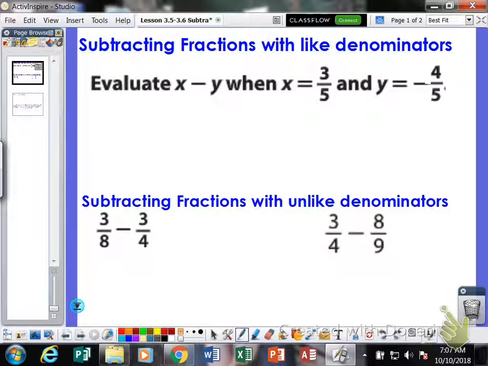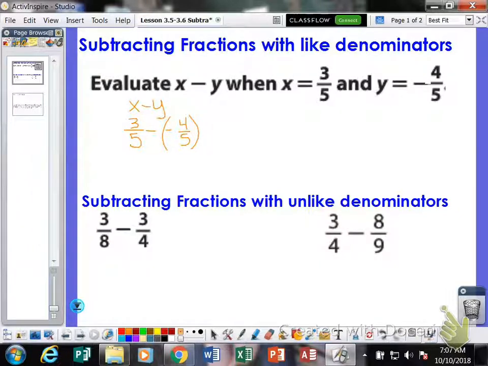So the first thing I have is x minus y. That is my expression. So now I want to substitute 3/5 in for x, and then minus a negative 4/5 for the second one. So that's a negative 4/5. So we have a common denominator.